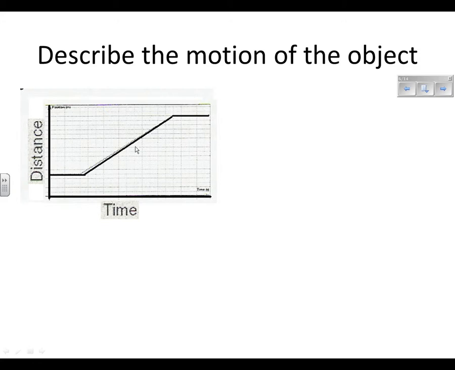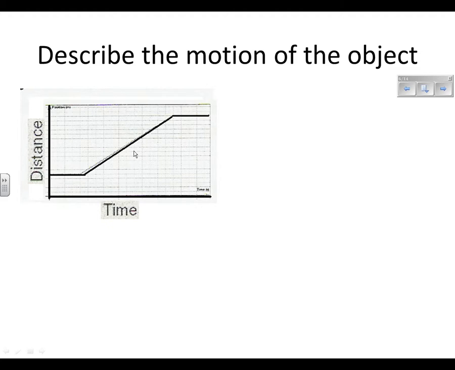What would we say about that section there? Joe, go ahead. It moves farther away from the starting point at a constant speed. Okay, it moves farther away from the starting point at a constant speed. Good. Because the distance is increasing, right? So it's getting farther away. But during this section here, what do we see about the slope?